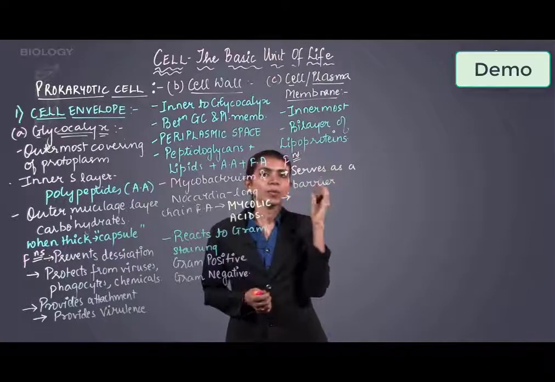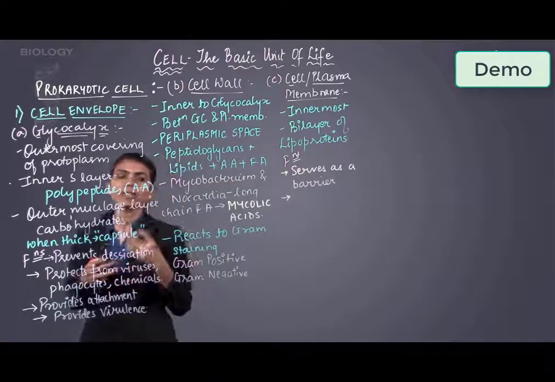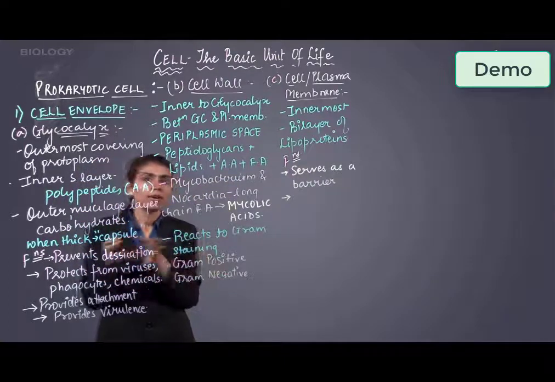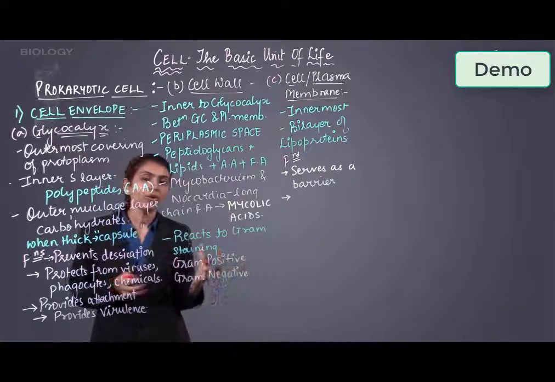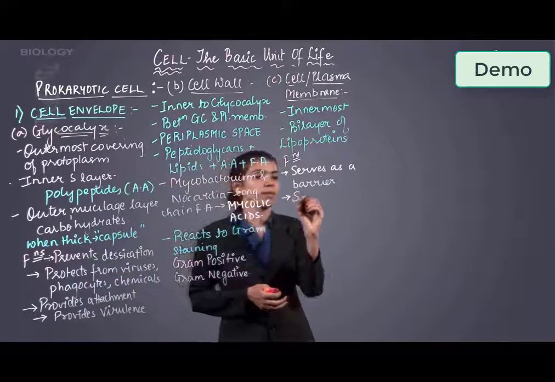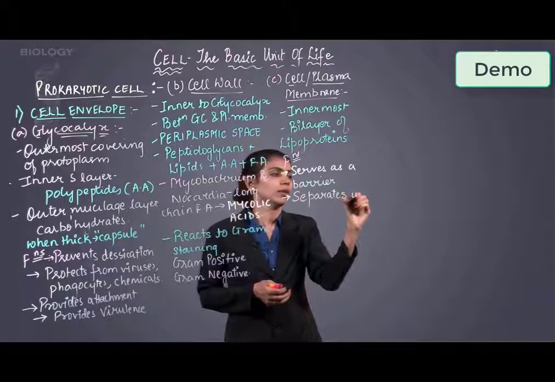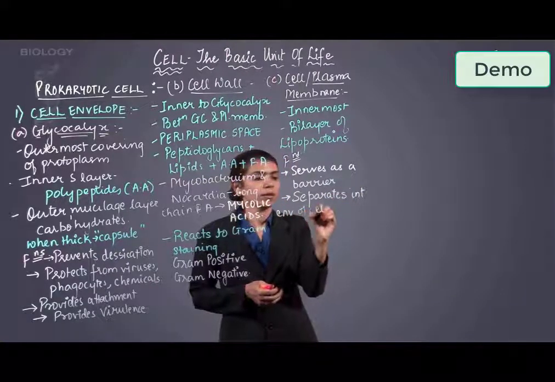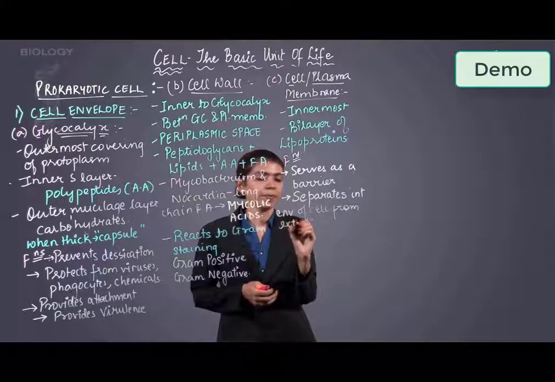Secondly, it is the cell membrane or the plasma membrane which is separating the bacterial cell from its internal environment and the external environment. That means it is separating the internal environment of the cell from its external environment. So it separates the internal environment of the cell from the external environment.